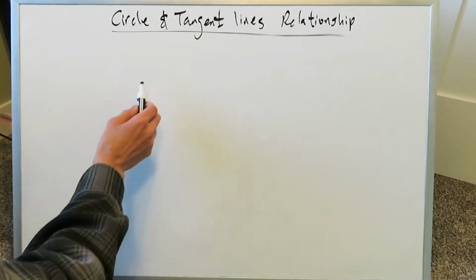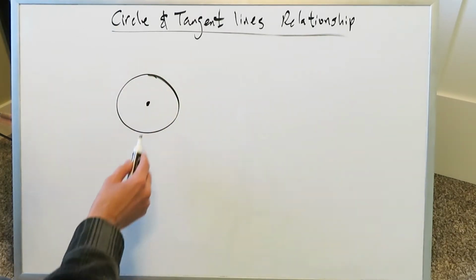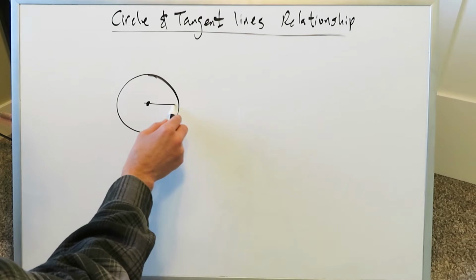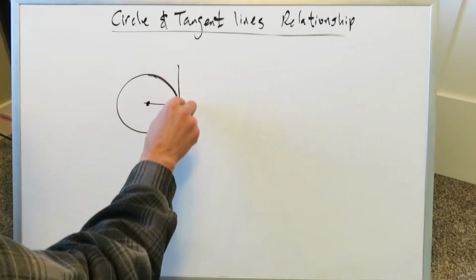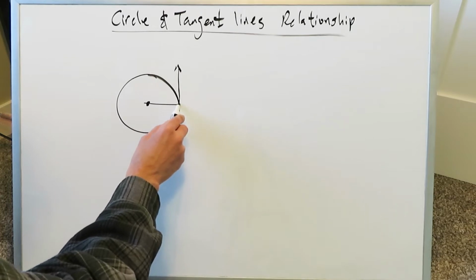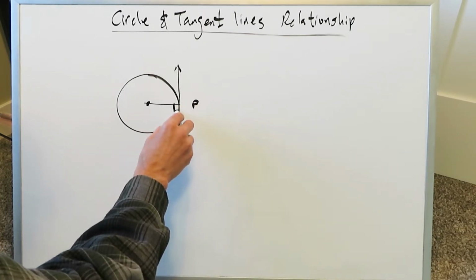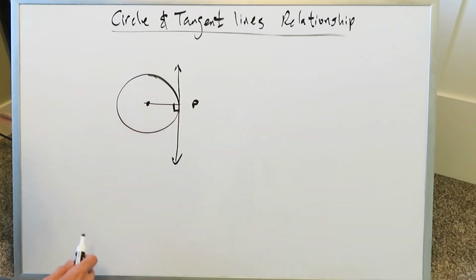The relationship between a circle and a tangent line is this. Many of you will probably know this from geometry. If you have a circle, there's a center, you draw a radius. If you draw a tangent line and that tangent line will touch this radius at the point P, whatever this point P is, you know that the tangent line and the radius must always be perpendicular.